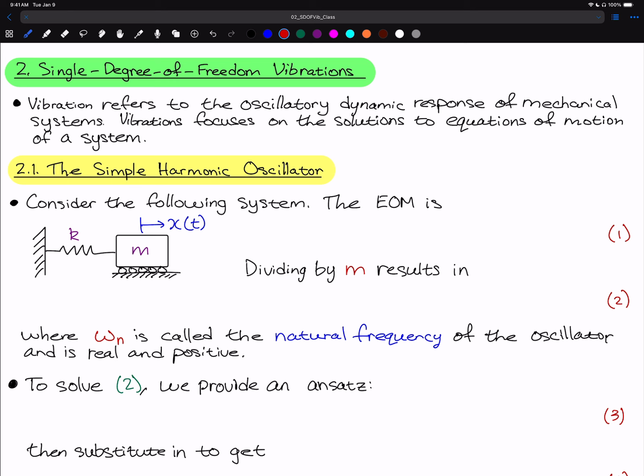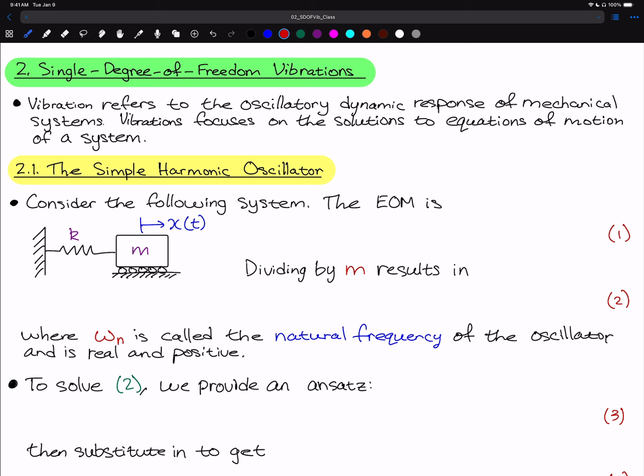In this video, we're going to start Chapter 2, which is going to focus on single degree of freedom vibrations. Today, we're going to focus primarily on transient vibrations, and then in the future, we'll be going through forced vibrations. So vibration refers to an oscillatory dynamic response of a mechanical system. This is an oscillatory type of motion, and it really focuses on the solutions to the equations of motion.